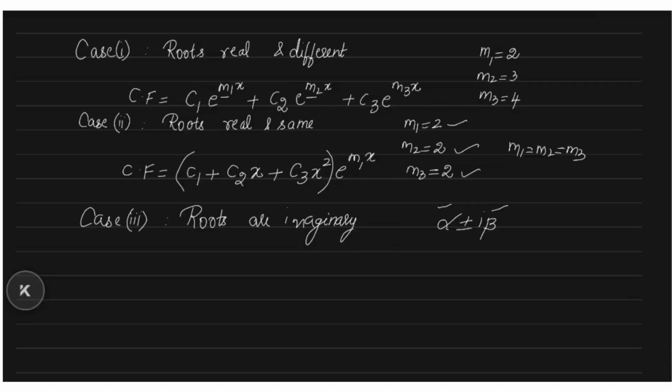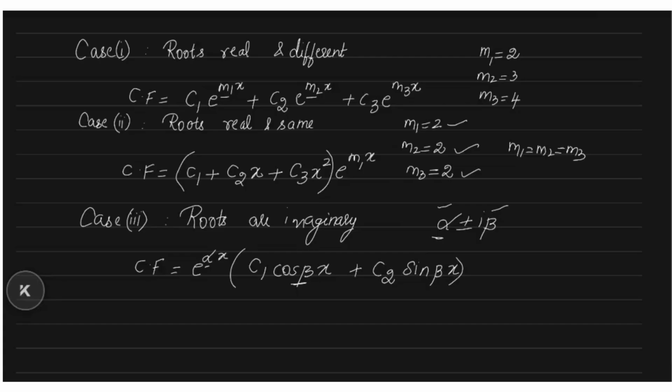In this case, the complementary function is e raised to the real part, so e power alpha x. The real part will come outside with the exponential. Inside, you'll have c1 cos beta x. You can see alpha is the real part, beta is the imaginary part. This beta will come inside with the constant as a cos function. Likewise, c2 sine beta x. So these are the three cases.